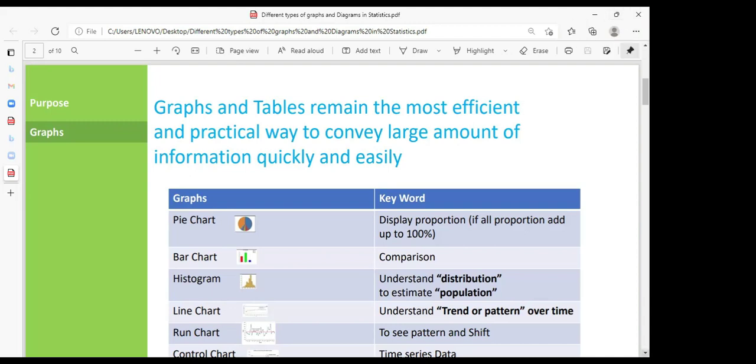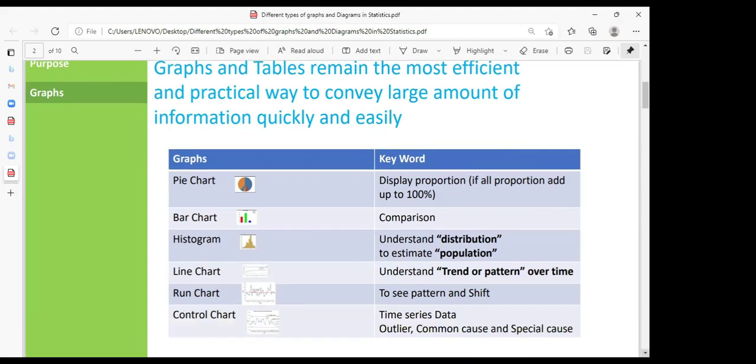So let's see some different types of graphs and the keyword for each. The pie chart: the keyword is that it displays proportion. So if you add all the proportions, it comes up to a sum of 100%. Basically, it is for qualitative data.